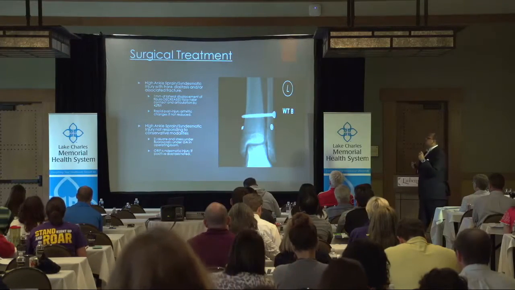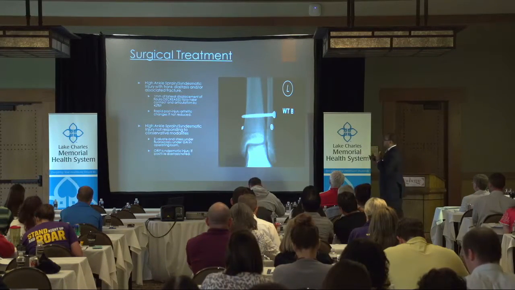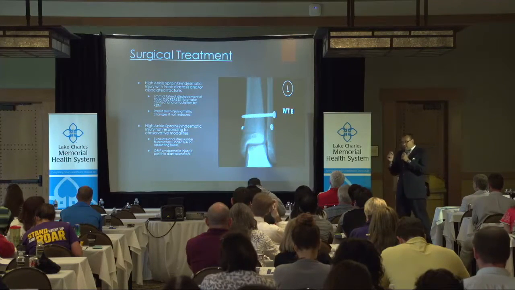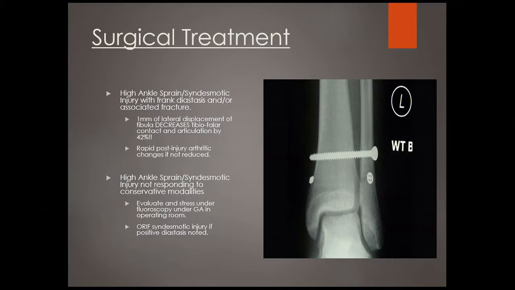So how do you fix it? A high ankle sprain, if you have 1 millimeter, just 1 millimeter of lateral displacement of the fibula that decreases the tibio-talar or ankle joint contact by 42%. So what does that mean? It means that you now have an abnormal ankle joint, which every step you take, when you are walking, it absorbs your normal weight. When you run, you can literally carry up to 10 times your body weight. If you have an athletic person who's doing 5, 10, 15 miles a day, they're going to increase their chance of developing post-traumatic arthritis of the ankle joint and literally, potentially end careers.